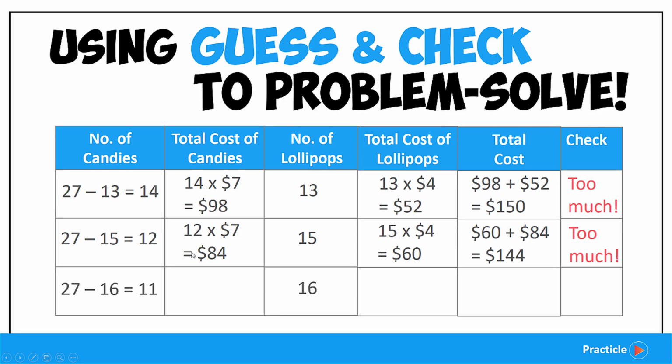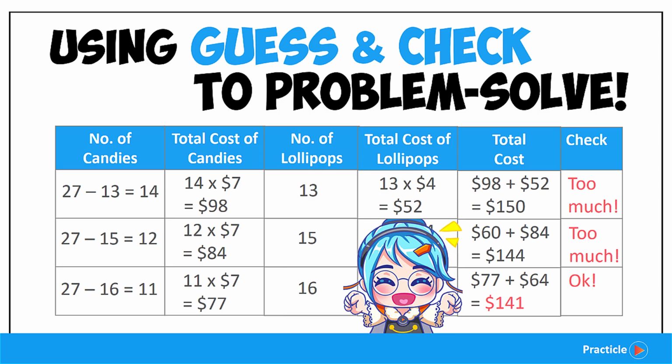And 16 lollipops will cost 16 times $4, which is $64, while 11 candies will cost 11 times $7, $77. And how much is everything? $64 plus $77 gives us a total of $141. Great! Yay! That's exactly what we are looking for. So looks like the correct answer is 16 lollipops.